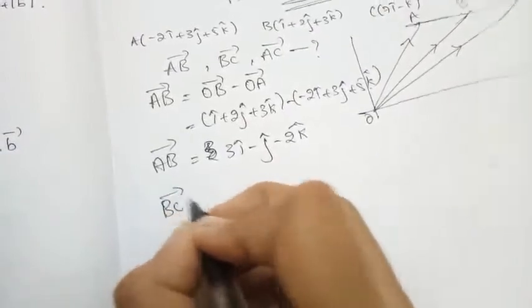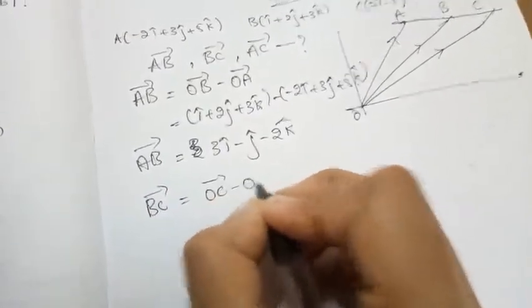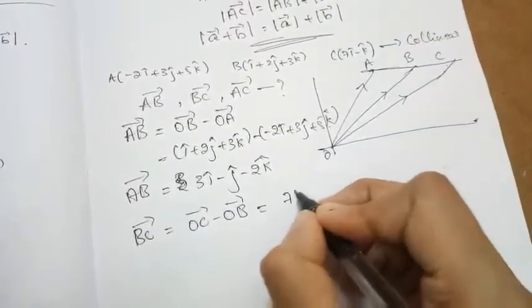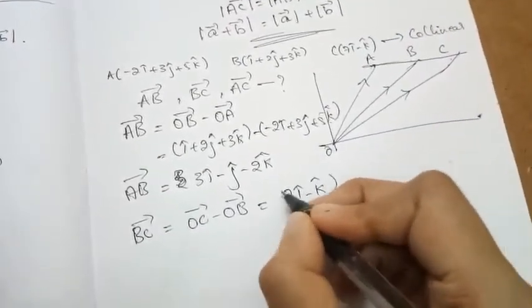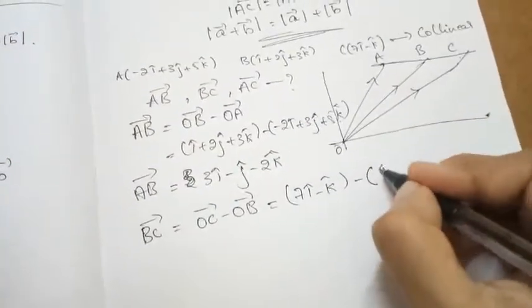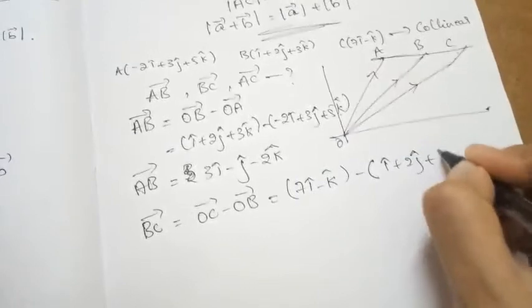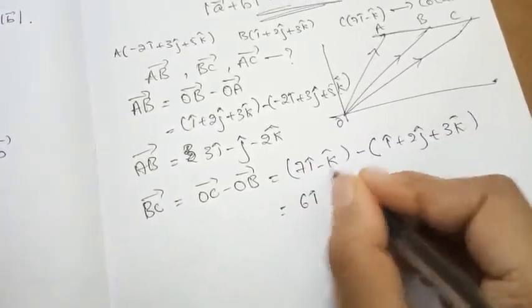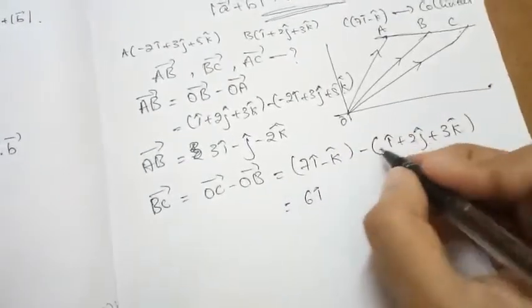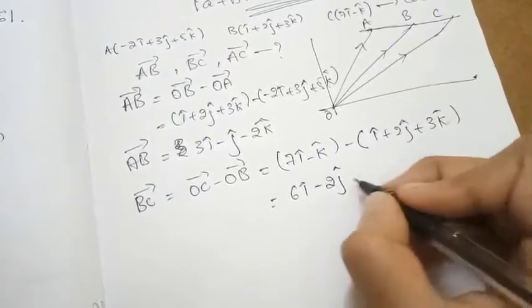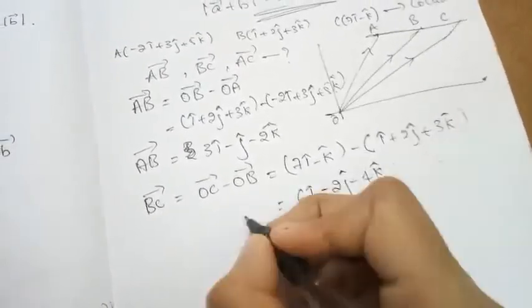Similarly, vector BC is vector OC minus vector OB. So what is our vector OC? 7i cap minus k cap, minus, what is our OB? i cap plus 2j cap plus 3k cap. So 7 minus 1, 6i cap; j cap is not there, so 0 minus 2, minus 2j cap; minus 1 minus 3, minus 4k cap. This is our vector BC.